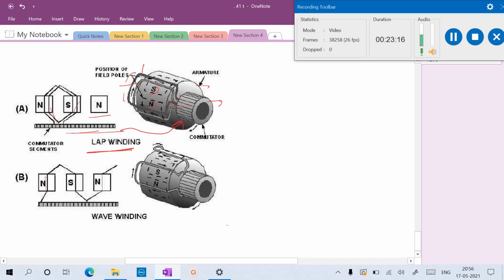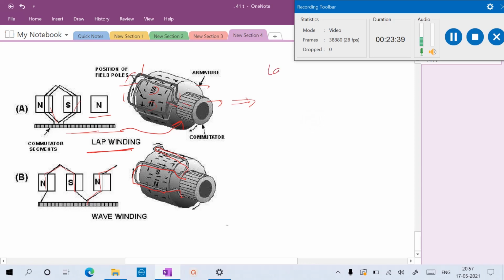One coil is connected within one pole pitch, and at the same time another coil is connected to another pole pitch. Just like you can see here, one commutator segment is connected here, this coil is connected here to one segment, and then to another one. So this is a wave winding. Now let us know about the lap winding.